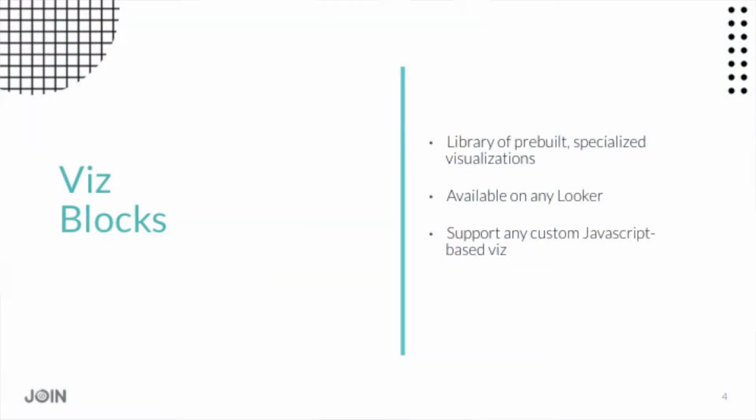So the first type of block that I'm going to go over is a brand new one, rolled out this morning, viz blocks. So the idea here is custom visualizations have always been something that you could do on Looker. Except you had to have 2 things. One, you had to be hosting your own Looker instance on-premise, which most customers don't. And 2, you had to have enough D3 and JavaScript know-how to write the visualization to plug into your Looker.